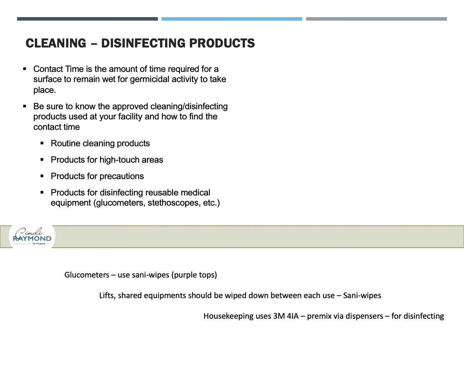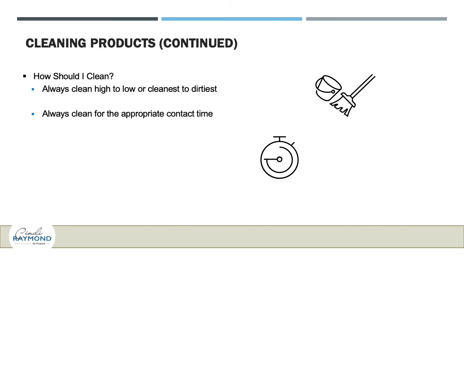Cleaning and disinfecting products. Contact time is the amount of time required for a surface to remain wet when germicidal activity takes place. So if you are unfamiliar with where to find your contact time, you'll want to refer to the back of the product label, and it should tell you 1 minute, 2 minute, 5 minute, but most of ours are 2 minutes, and they're the purple top containers. So we'll use those on our glucometers. So anything that you're using from resident to resident, glucometers, lifts, shared equipment such as stethoscopes, please make sure that you're using those. And you'll always want to clean from cleanest to dirtiest, and always making sure that that area is wet long enough for that contact time to be effective.